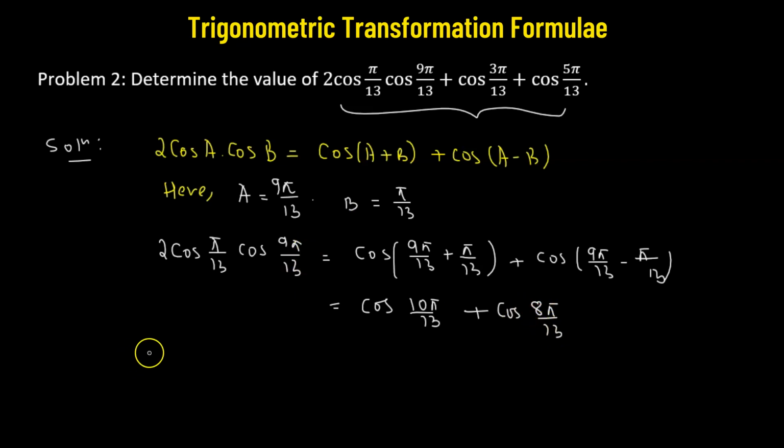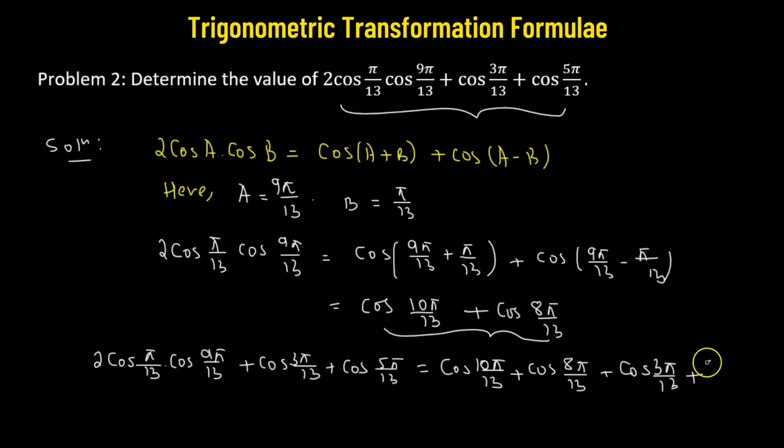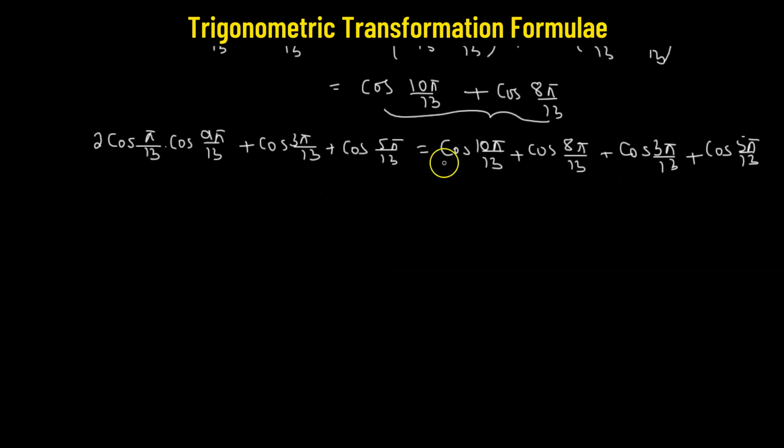Fine. So now we can rewrite the given expression. So we have 2 times cosine of pi over 13 times cosine of 9 pi over 13, added to it cosine of 3 pi over 13 plus cosine of 5 pi over 13. So this can also be expressed as, we will split the first term into 2 parts, cosine of 10 pi over 13 plus cosine of 8 pi over 13, plus with the remaining 2 terms cosine of 3 pi over 13 plus cosine of 5 pi over 13. Okay. So this is the value that we need to find.